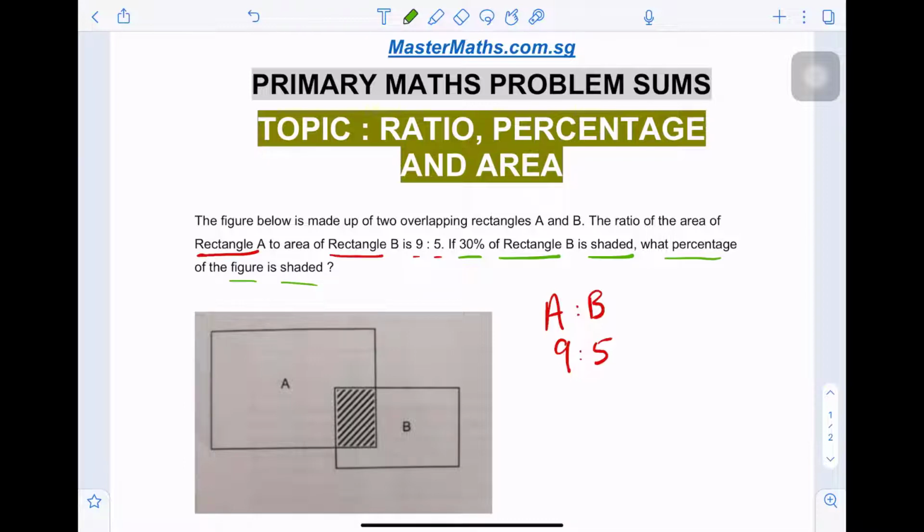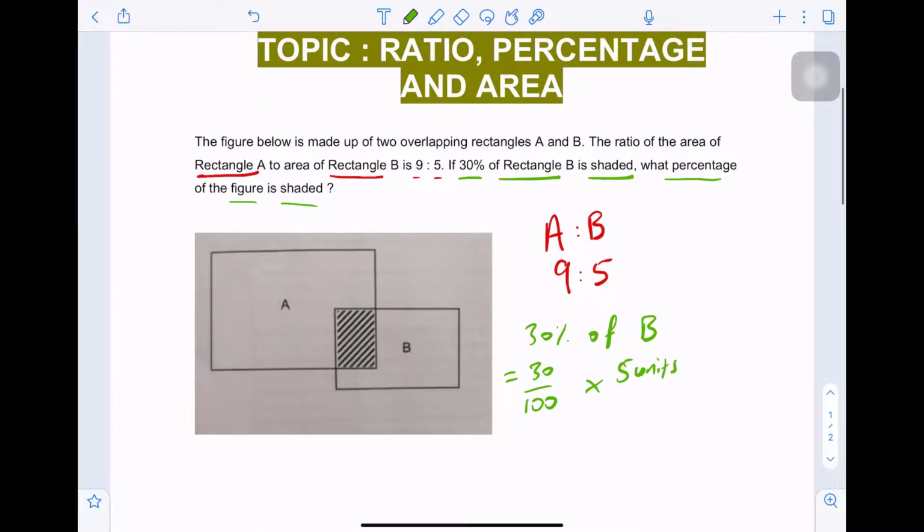So 30% of B is equal to 30 out of 100 times 5 units, (30 over 100 times 5), and that would be 1.5 units that is shaded. So what we know now for sure is that this shaded part represents 1.5 units.